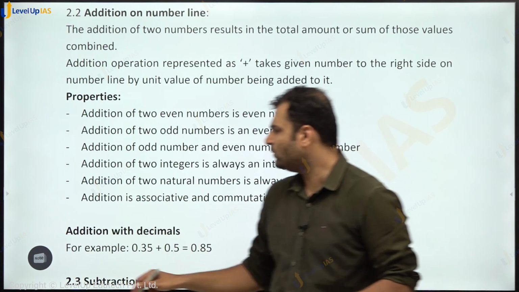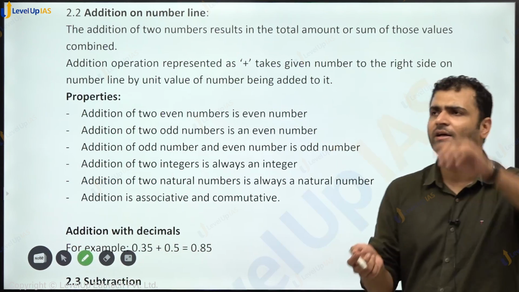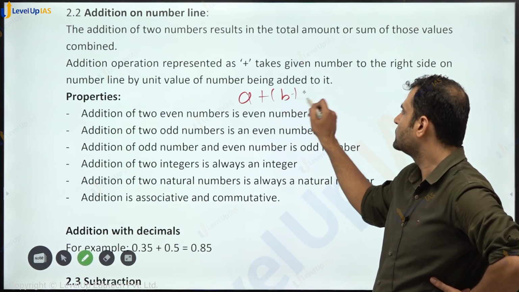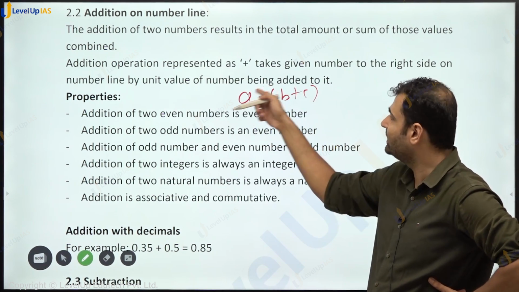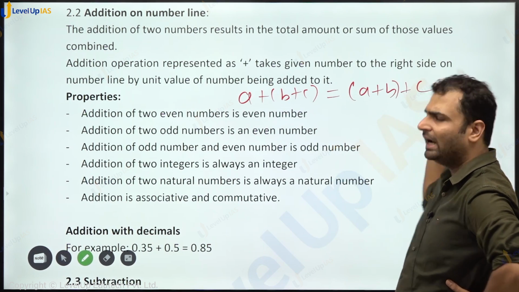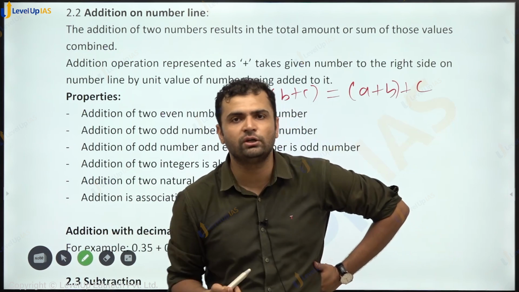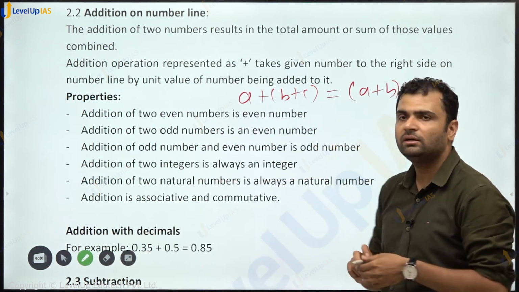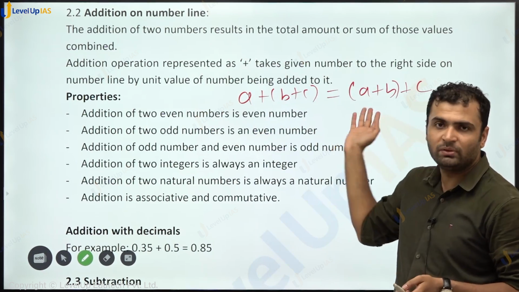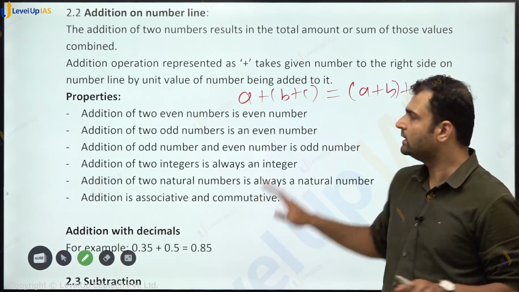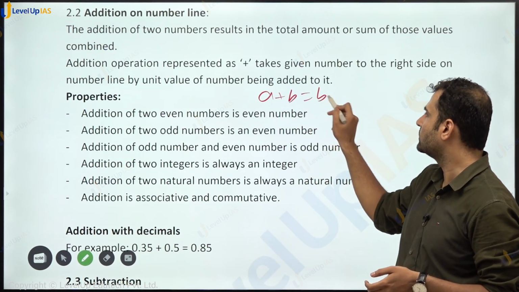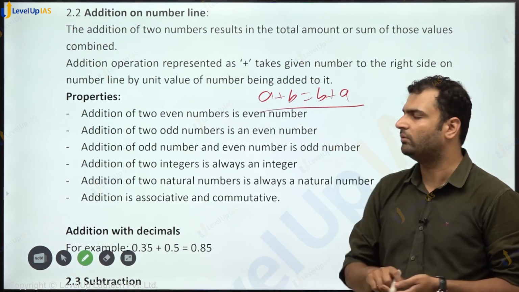Addition is associative and commutative. What do we mean by that? Associative means, if you are adding A plus B plus C, so if you are firstly adding B plus C and then A is being added, it is the same as you add A plus B first and then add C. It doesn't matter in which order you are adding. Do B plus C first and A later, or A plus B first and C later, both are the same. Commutativity means this: A plus B is equal to B plus A. This is what we mean by commutativity.